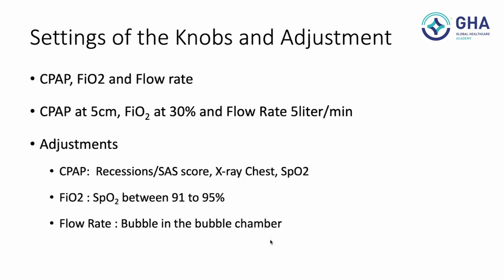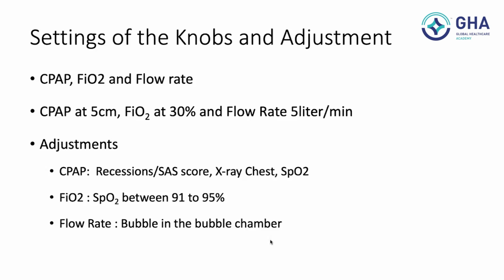Only if your Silverman score is less than 3 and saturations are low, then you increase FiO2 and not the pressure. So remember this: if there is hypoxia and increased work of breathing, increase the pressure. And if there is no increased work of breathing, but only hypoxia, increase the FiO2 in steps of 5. Now always look at whether the flow rate of 5 liters per minute is adequate or not by looking at the bubbles in the bubble chamber.